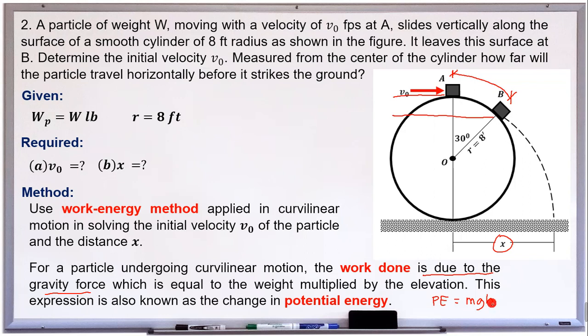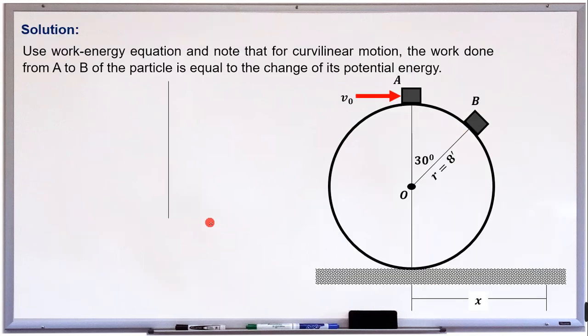Now the potential energy depends on some reference points. That is why we have initial and final positions. Okay, we are going to use these concepts in solving this problem. So first, we are going to use the work energy equation, and note that for curvilinear motion, the work done from point A to point B of the particle is equal to the change of its potential energy. That is the product of the weight and the elevation.